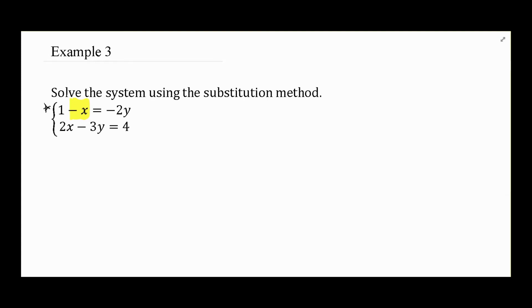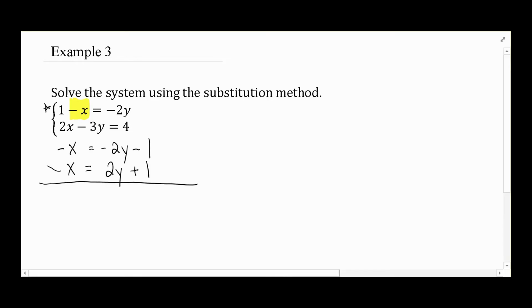So back to our problem here, we're going to go ahead and subtract the 1 to the other side. Then we'll multiply by -1 to both sides, telling us that x equals 2y plus 1. We're then going to go ahead and plug this back into the second equation. So that everywhere in that second equation where there's an x, we'll replace it with a 2y plus 1. So we'll replace that with 2y plus 1 minus the 3y equals 4.